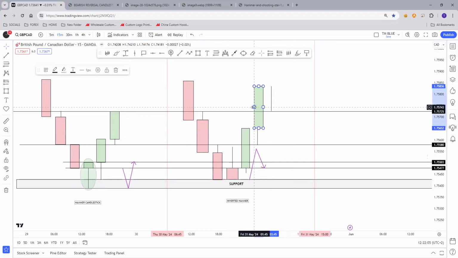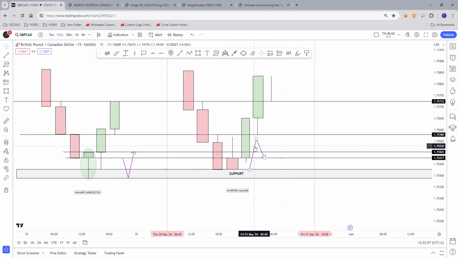Okay. Guys, these are very simple theories, or it just means you just need to study them. It's not something that's complicated. All right, so let's go through that again with the inverse hammer at support.